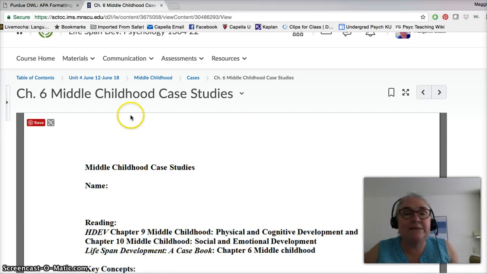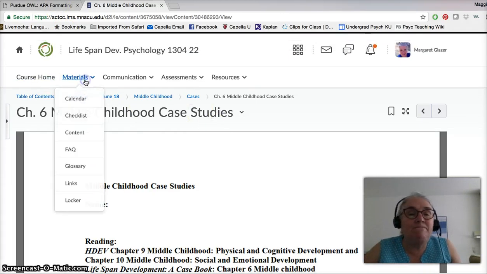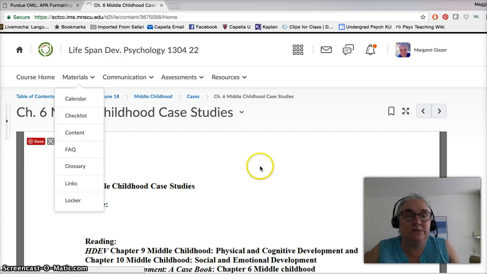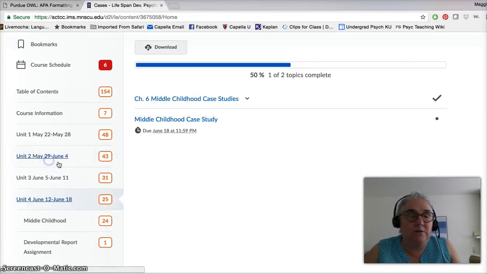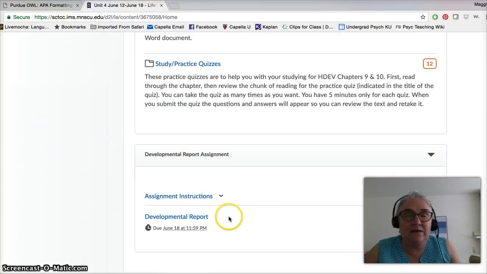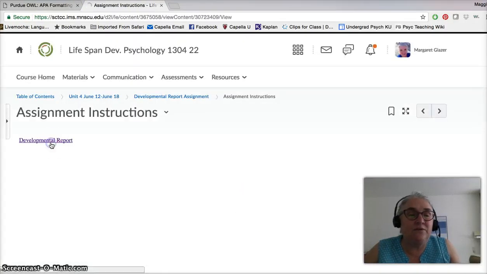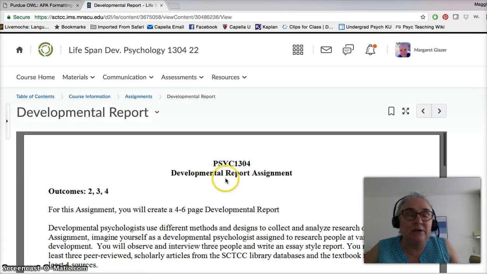Okay, excellent. So there you have it, middle childhood. Let's take a look a little bit about APA style. And well, let's look at the developmental report first. You can find that under materials content, unit 4. At the end here, assignment instructions. Click on that. You'll find another link, and this link actually comes to the materials content course information.